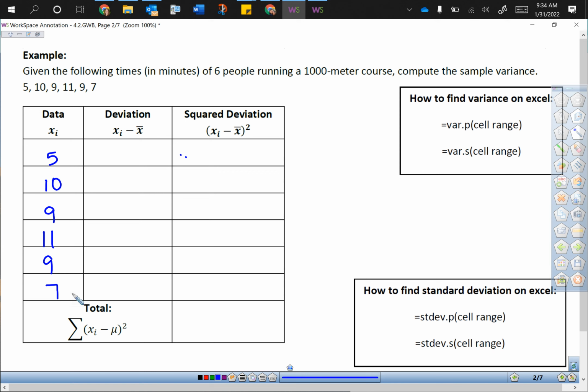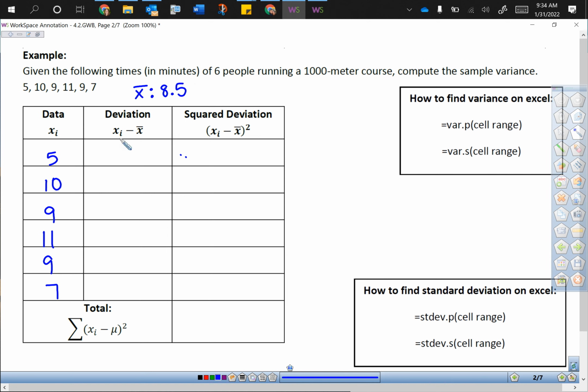Add them all together and divide by how many there are. Can you guys do that for me quick? What'd you get? 8.5. Very good. So we know that the sample mean right here is 8.5.